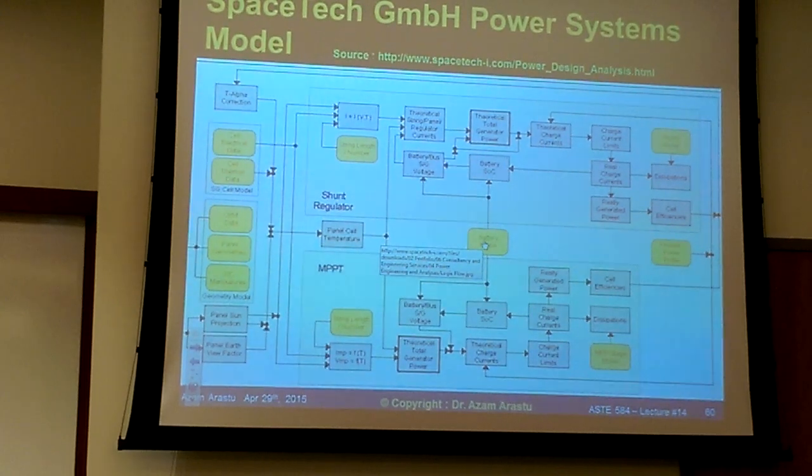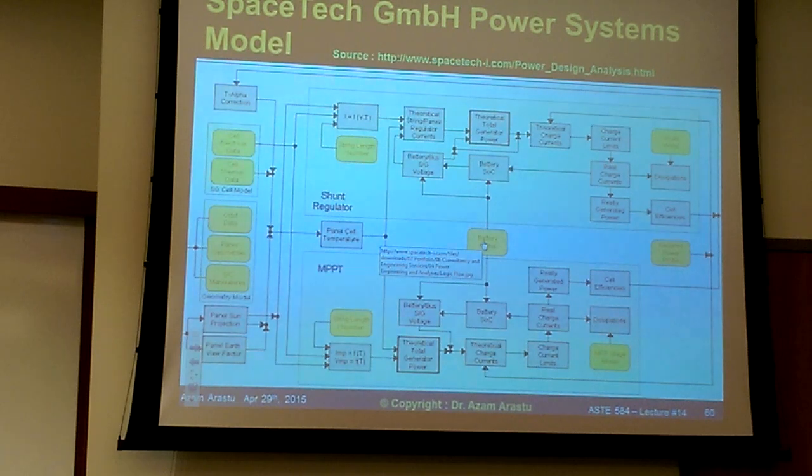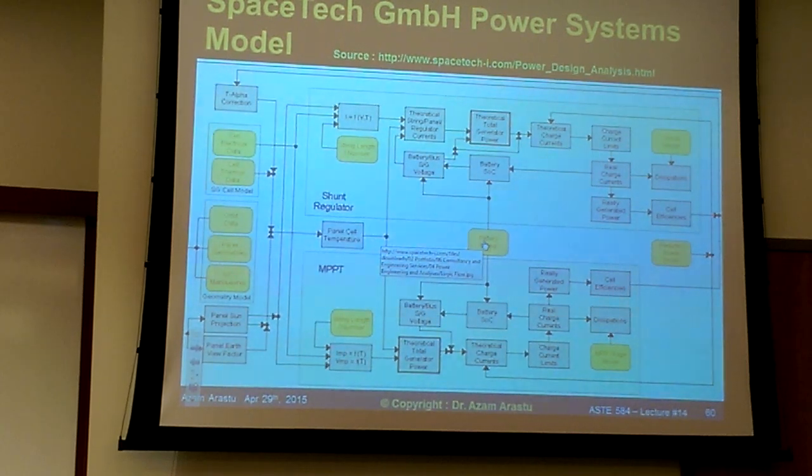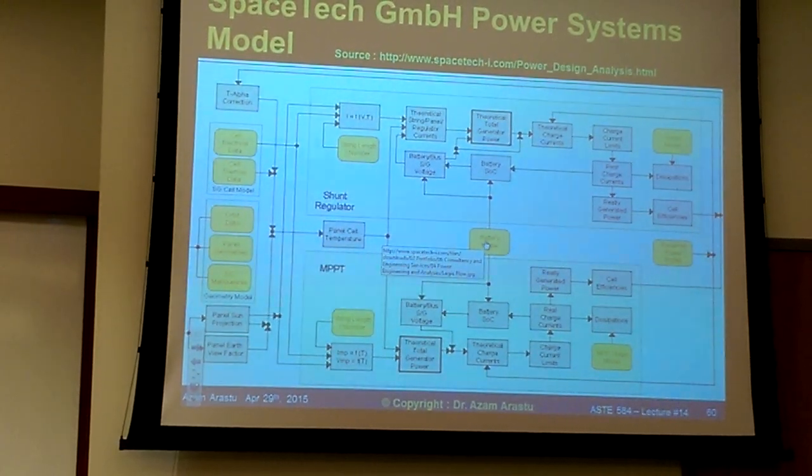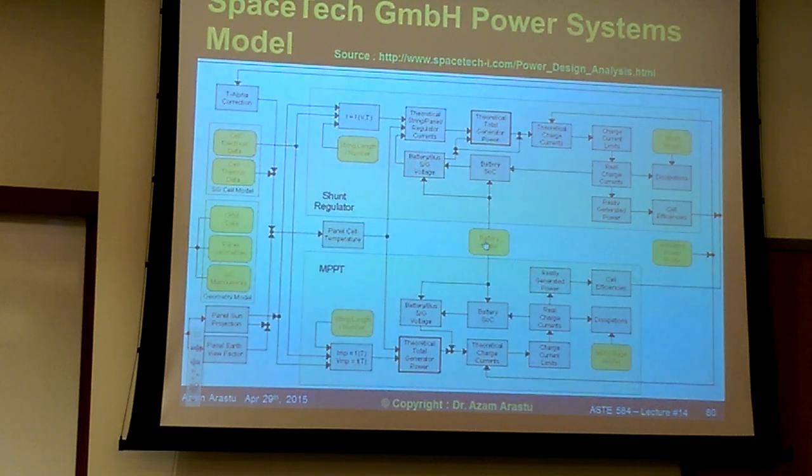Here's another one for some space tech program. Same thing: here are your solar array gimbals coming in, this is a shunt regulator, and here I have a peak power tracker. MPPT is the maximum power point tracker. So this is a different controller, and you can build this model very easily. This is a model built in MATLAB. And what does the maximum power point tracker do? Remember when I talked way back in the power system control.